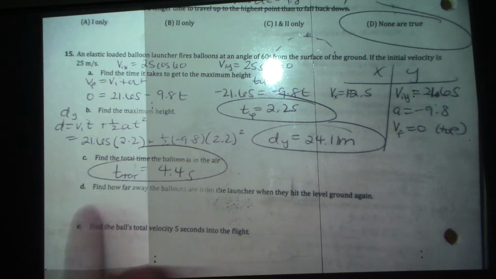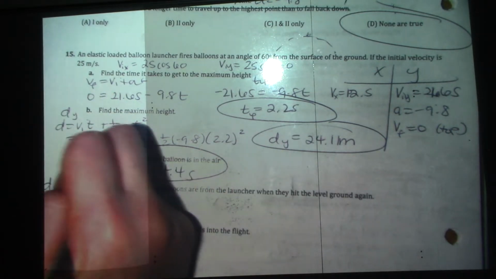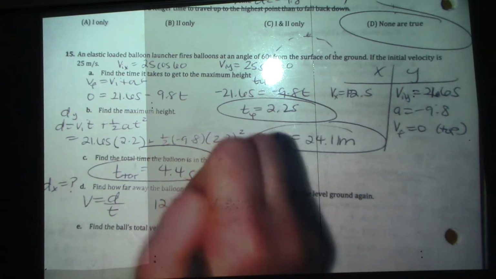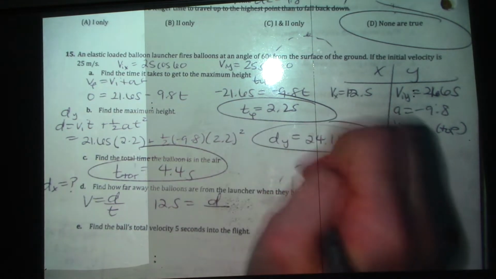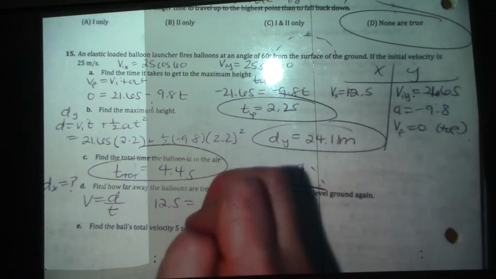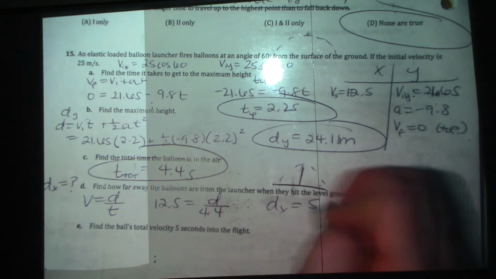How far away when they hit level ground? How far away is asking for the x displacement. For x, we always use v equals d over t. We're using our x velocity. We're using the total time, because it's the very, very end, right? Total time, not the maximum height at the top. So 4.4, and then I multiply that up, and that gives me an x distance of 55 meters.